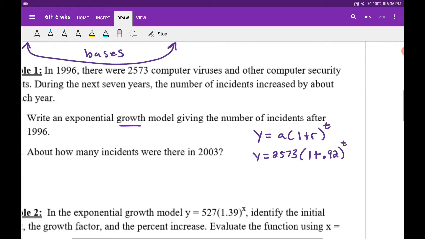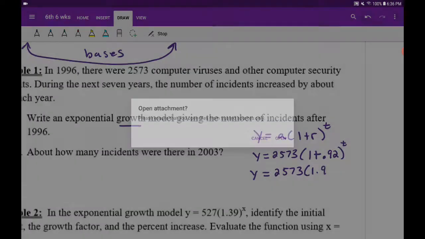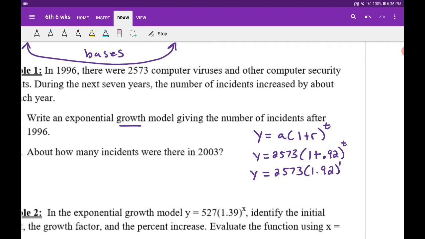Now I'm going to clean this up a little bit. All a decimal is, is you're adding a whole part to a fraction part, or decimal part. You just put them together, and it's going to be 1.92. If you don't believe me, put it in your calculator and you'll see it gives you 1.92. So that's all the decimal is.